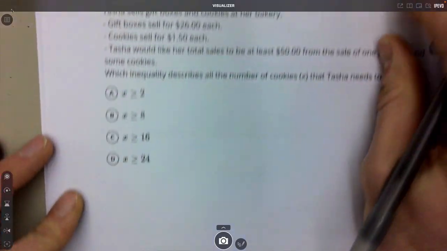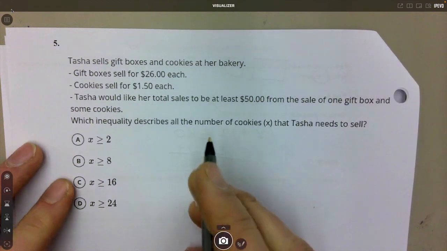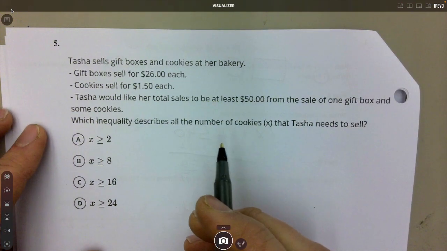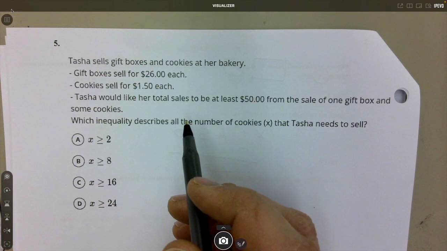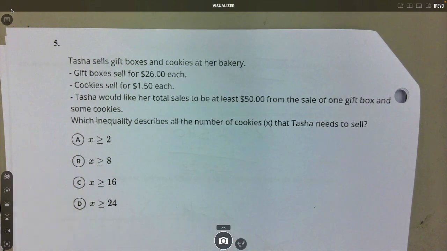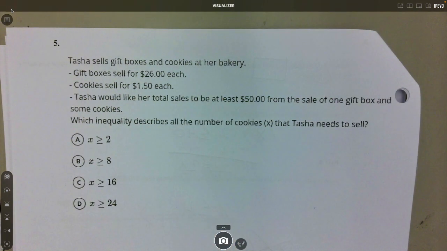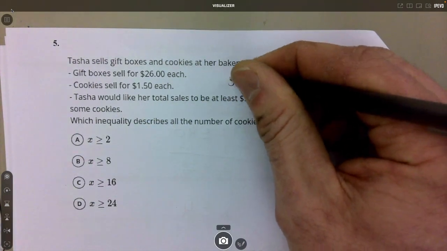Next one. You have 2 minutes. Number 5 is the trickiest problem on this packet. Go. If it's 50.00, it's the same as 50. Same thing.